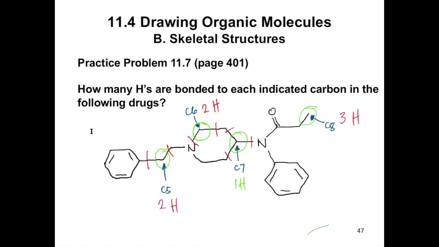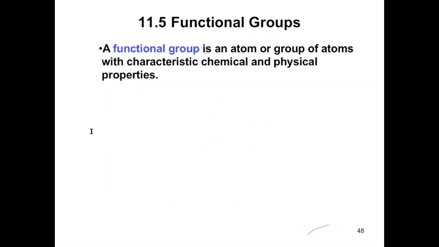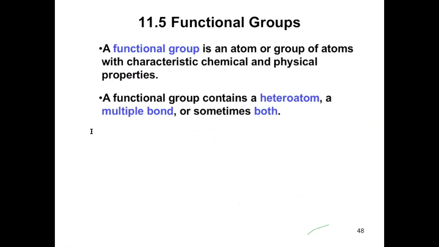Okay, so next one naman is the functional groups. Yung organic compounds, meron kasi yung classification. So, may narinig kayo mga alkane, merong alcohol, merong amine, merong aldehyde. So, those are functional groups. So, when we say functional group, it is an atom or group of atoms with characteristic chemical and physical properties. Okay, and this functional group contains a heteroatom, a multiple bond, or sometimes both of them. Meron silang heteroatom and multiple bond.